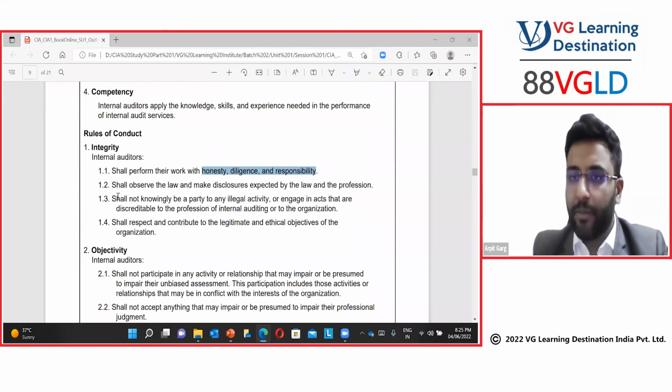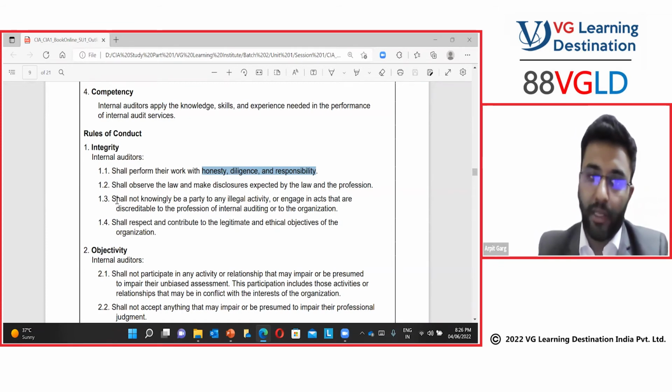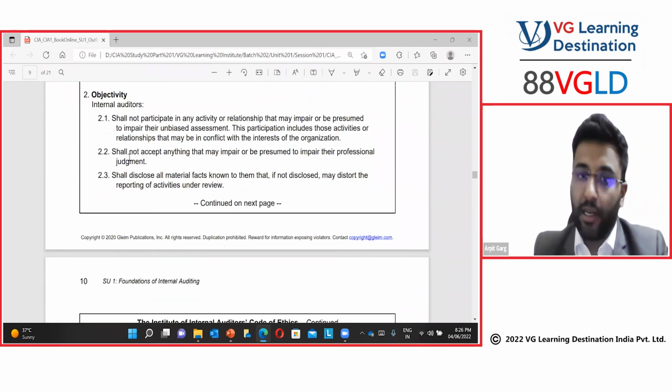So these are the 4 principles. Again, you don't have to memorize, but learn to relate back whether we are violating integrity, objectivity, confidentiality, or competency. So moving on to the next principles. For integrity, we have 4 principles. For objectivity, we have 3 principles. Let's read one by one.